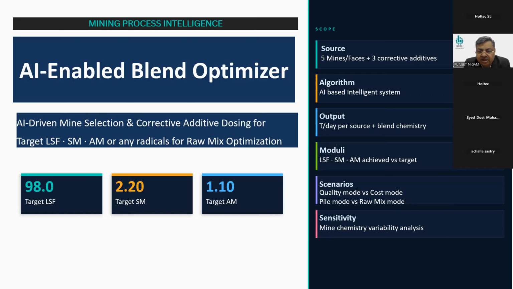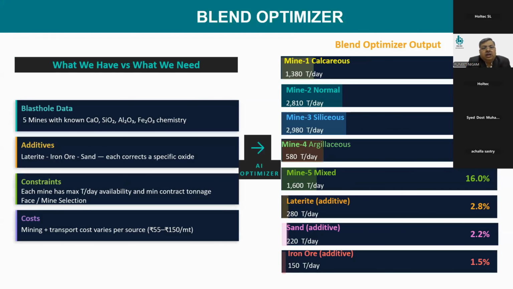After that is the sensitivity analysis for mine chemistry, the availability of analysis, which is more sensitive from the chemical point of view. Then the blend optimizer, after incorporating all this data, what we have and what we need. So we have blast hole data, we have additive data, and we have a constraint on the availability of material at the face. Sometimes we have to remove some material forcefully, so this is the minimum material we have to use from that particular face. And then comes the mining cost of transportation to the plant.